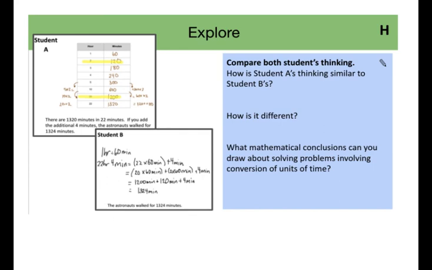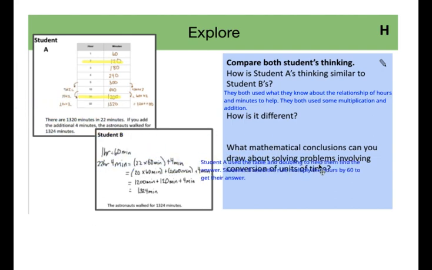So what's similar between the two responses, right? They both got that answer that we got, 1,324, right? They both used what they knew about the relationship of hours and minutes to help them solve this. They both used some multiplication and addition, right? We see some multiplication here, we see some addition here. How is their thinking different though? How did they tackle this problem?